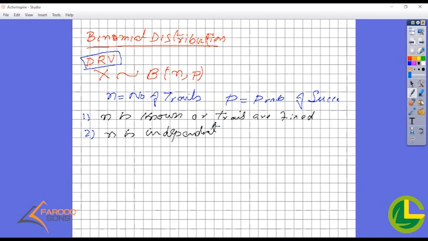N is independent means the first trial, second trial, and third trial have no interaction, no connection with the previous trial. For example, you're throwing a dice. When you throw the dice the first time, maybe it lands on 4. Then you throw it a second time, and maybe it shows 6, 5, or 4, but it's not connected to the previous one. Therefore, trials are independent. Number three, probability p is constant.